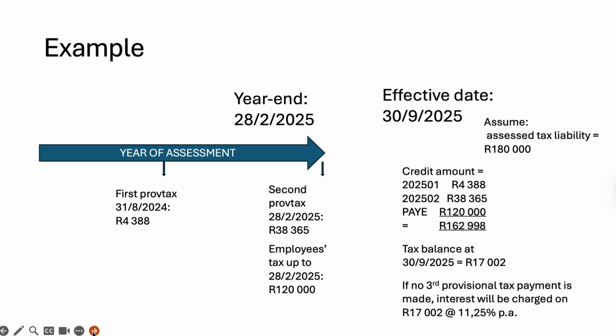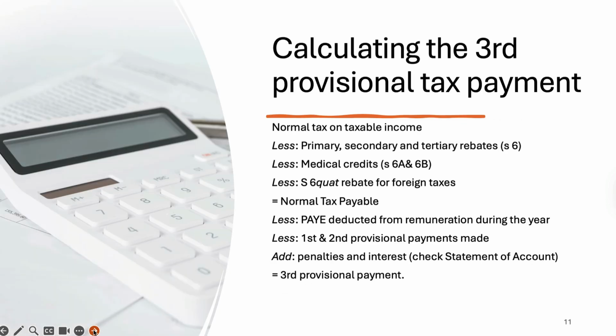So when you calculate your third provisional payment, you're going to say, what is your actual taxable income for the year based on your final assessment and what you think it's going to be, minus, work out the tax on that. Take out any rebates you might be entitled to, your primary, secondary, tertiary rebates, medical credits, any section 6quat rebate for foreign taxes paid by the last day of the year of assessment. That's your normal tax payable for the year. Take off any tax that you have already paid, PAYE, perhaps from any remuneration during the year, right up to the end of February. Any first or second provisional tax payments you might have made.